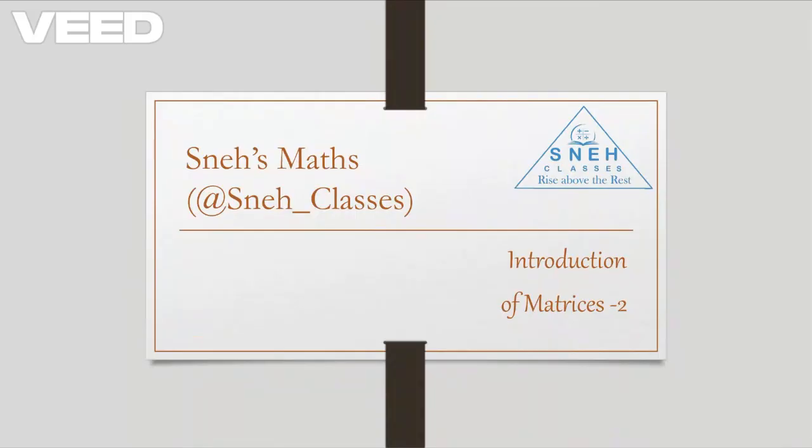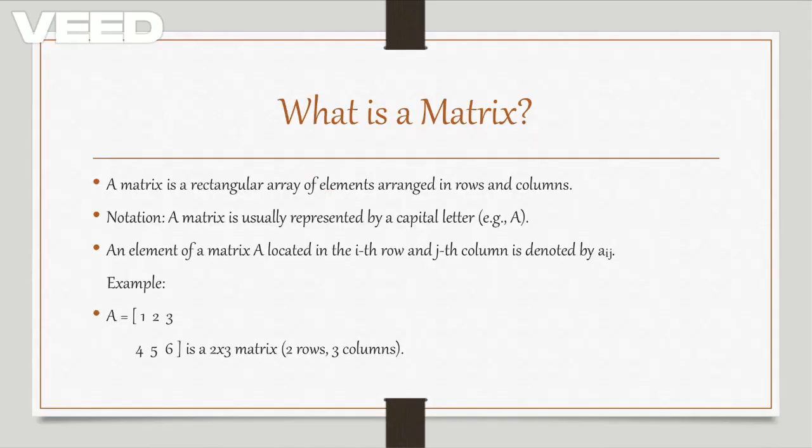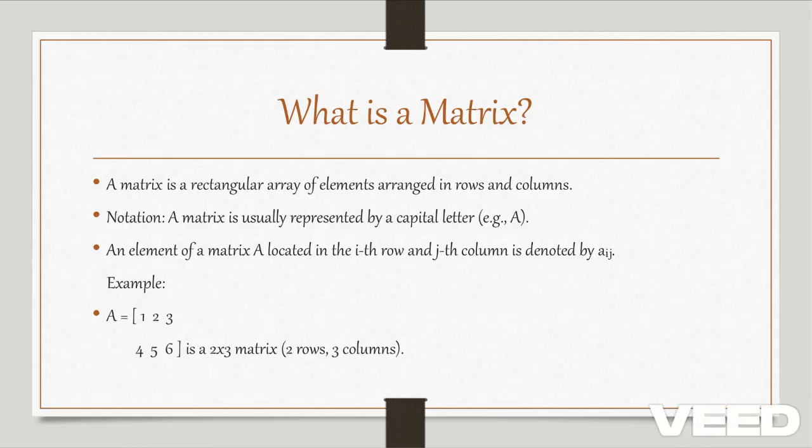This is our next lecture of introduction of matrices. We have already heard about what is a matrix. A matrix is a rectangular array of elements arranged in rows and columns. We can denote the element of a matrix by telling about its row and column, like Aij, where i is the ith row and j is the jth column. Now this is the example of a 2 cross 3 matrix.